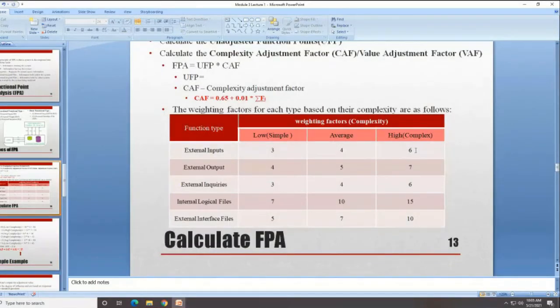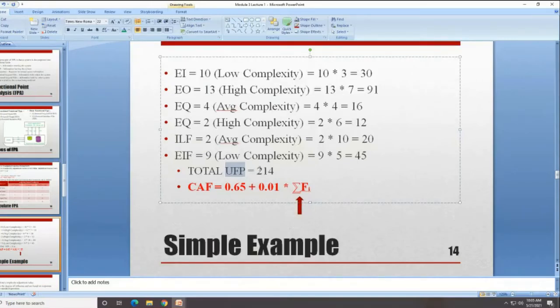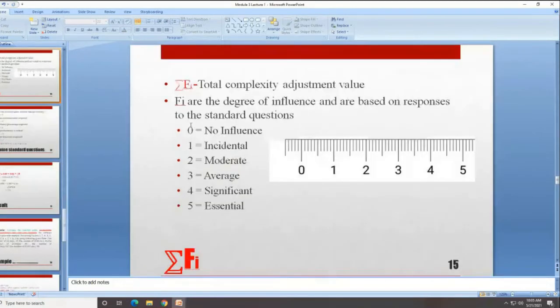And if it is high, we will be taking 6, right? So likewise, for each function type, we were calculating the total UFP, unadjusted function point, okay? Right, so likewise, we'll be calculating the UFP, and then we'll be calculating the FI. So what is FI? FI is the total complexity adjustment value.